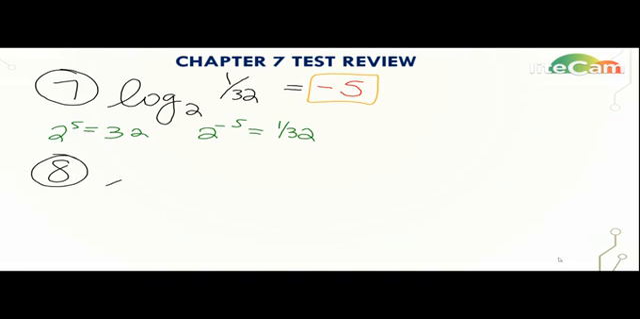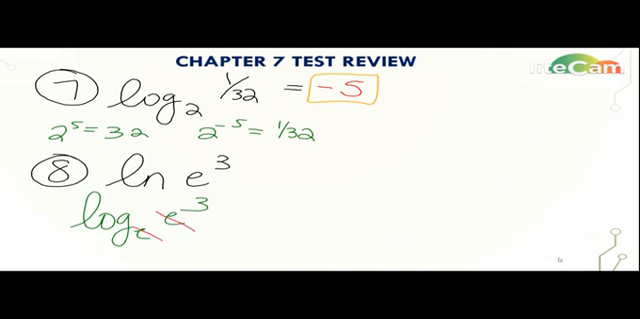For number 8, I'm going to do the natural log of e to the 3rd. There's a trick or a rule that we were talking about earlier in the chapter that said that if the bases were the same and you have an exponent that's inside of a log, say this exponent right here is inside of this log, if the bases are the same, then the answer will be this number here. So in this case, the answer is 3.